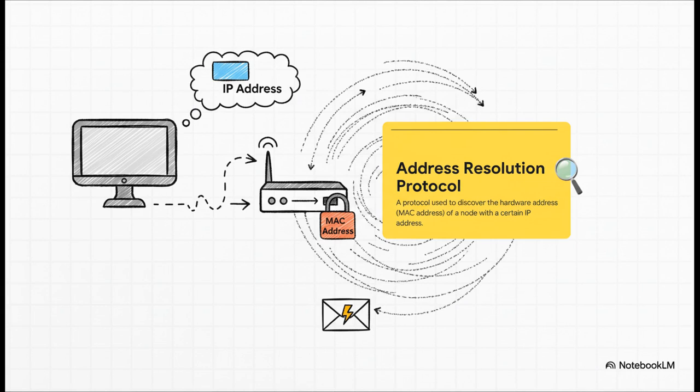And that, in a nutshell, is the Address Resolution Protocol, or ARP. It's the critical link between the logical world of IP addresses and the physical hardware world of MAC addresses. Without it, our packet couldn't even take its very first step.